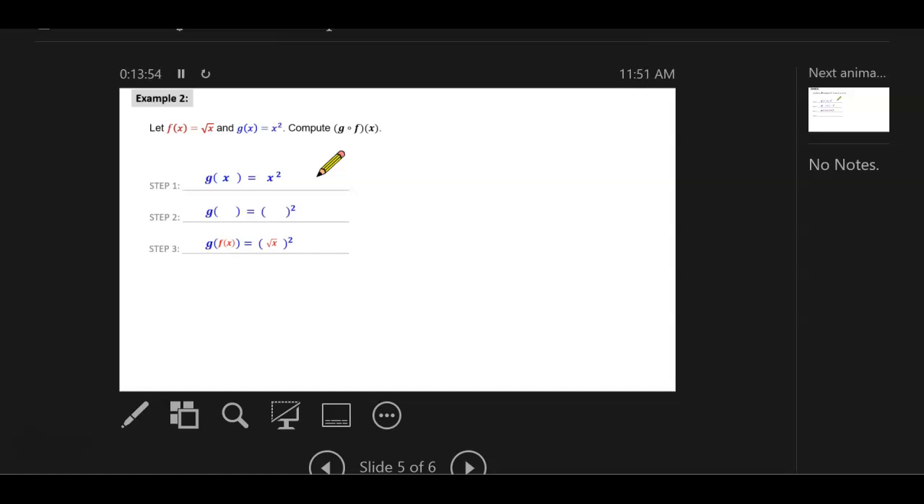Does that kind of ring a bell? Square roots and squares cancel out. So it's like this: goodbye, goodbye, and now you just have x. See, you did have a good teacher last year. That guy should get a raise. All right, so step 4, you're left with g of f of x equals just x.